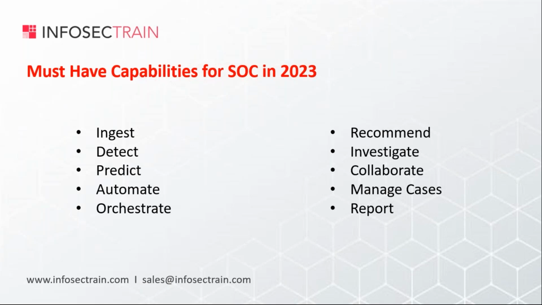Then the very third part is predict. Now a very simple example: you all have your mobile phones. In your mobile phones there is a weather app, right? The weather app is able to predict whether it is going to rain or not, isn't it? Or it predicts the temperature. Now imagine the same thing, that you get an alert 30 minutes before you discover a security event. Imagine what that could do for your SOC.